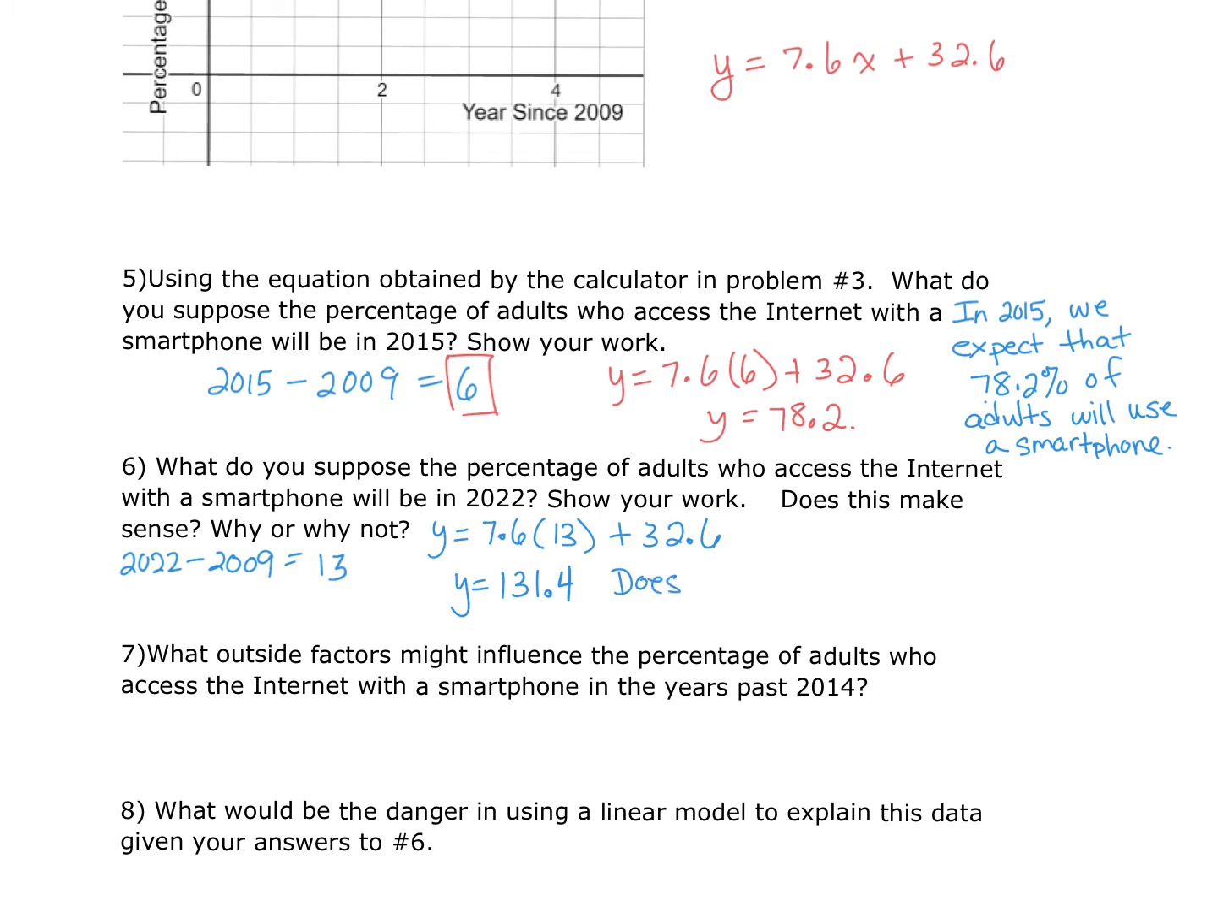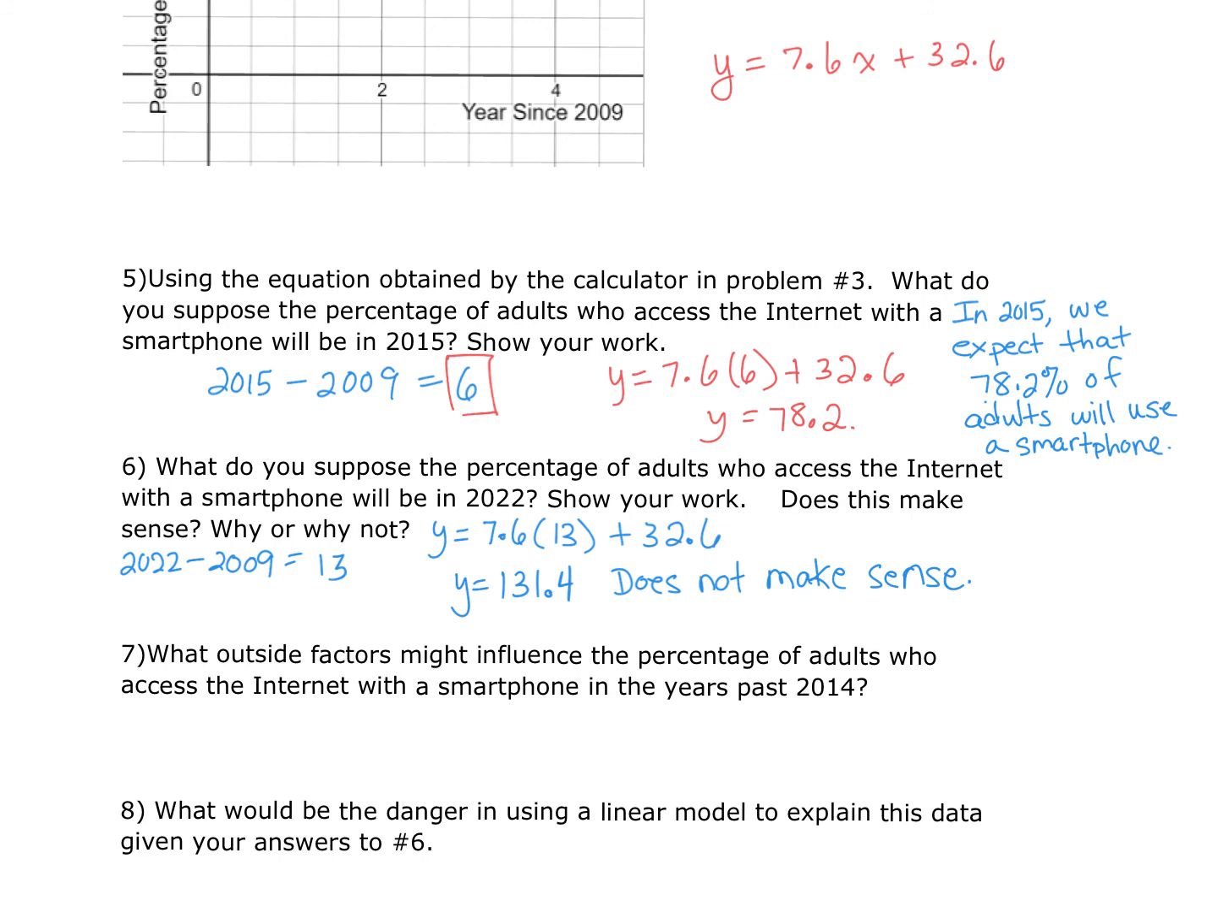Why is that? Well, sometimes when we extrapolate too far past our set of data, then our model doesn't hold. So when we did 2015, 6 years, we weren't too far off. But when we went 13 years outside of our initial data, we were really far out, and it appears that our model didn't hold.